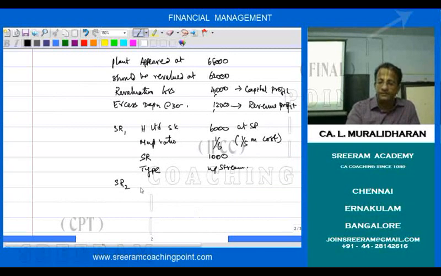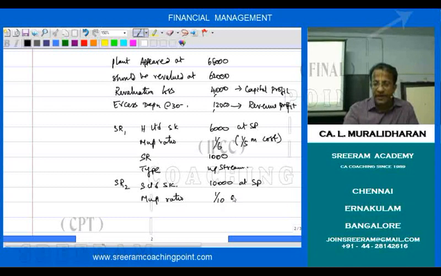Upstream stock reserve, S Limited stock, how much? Markup ratio 1/10 on selling price. Stock reserve 1,000. Type what? Downstream.